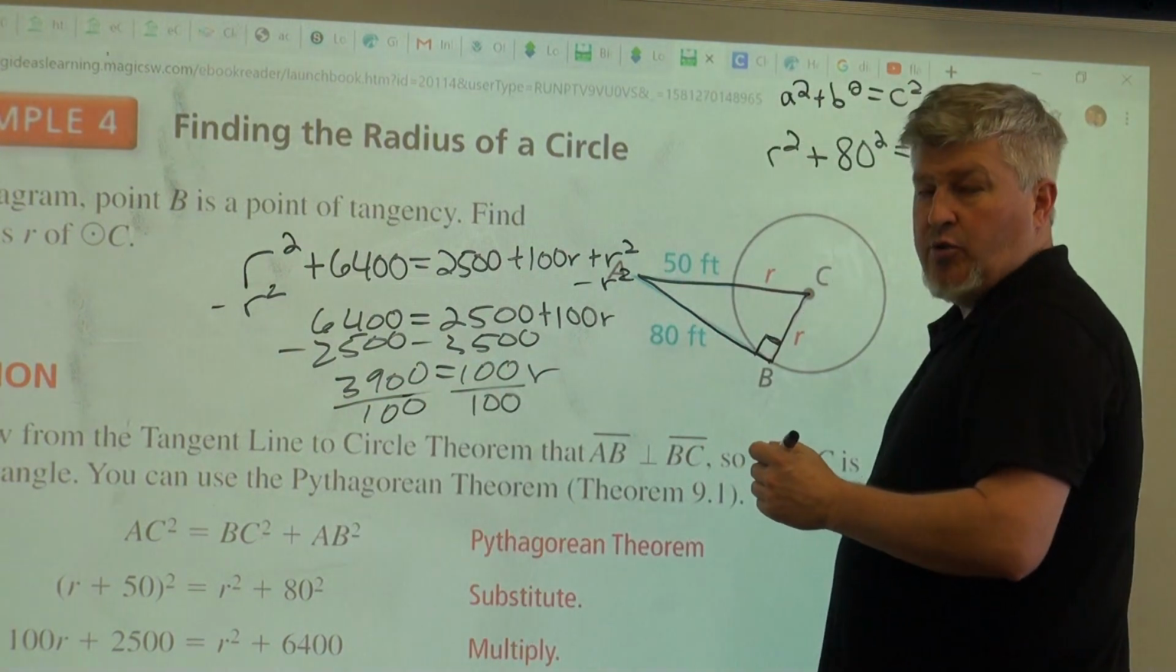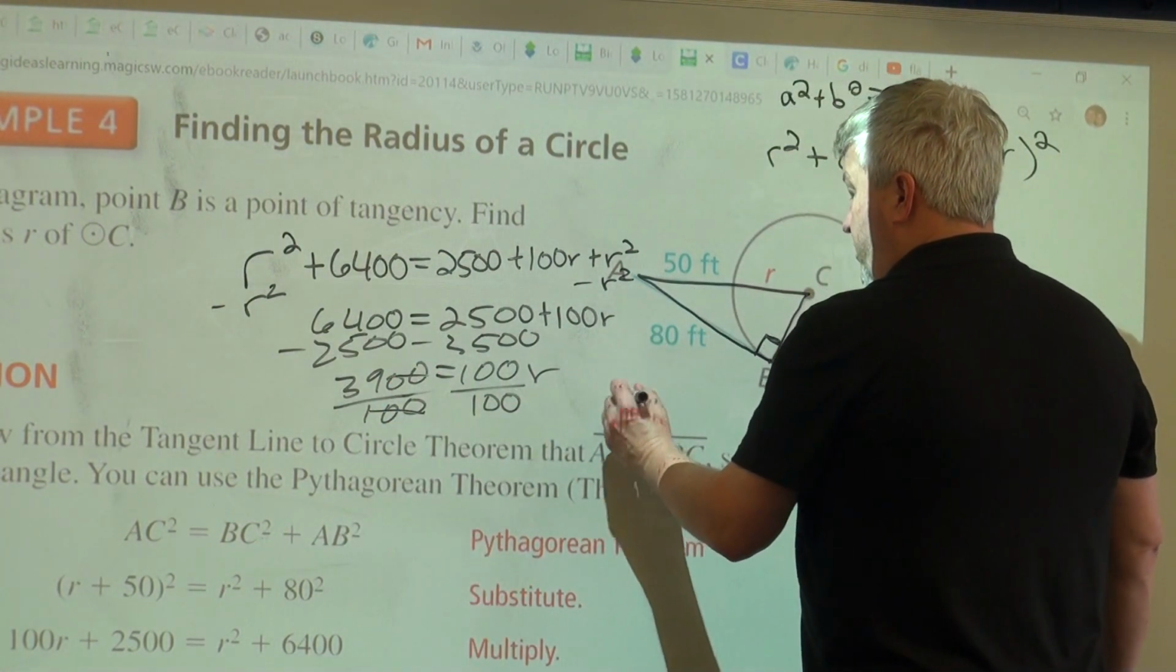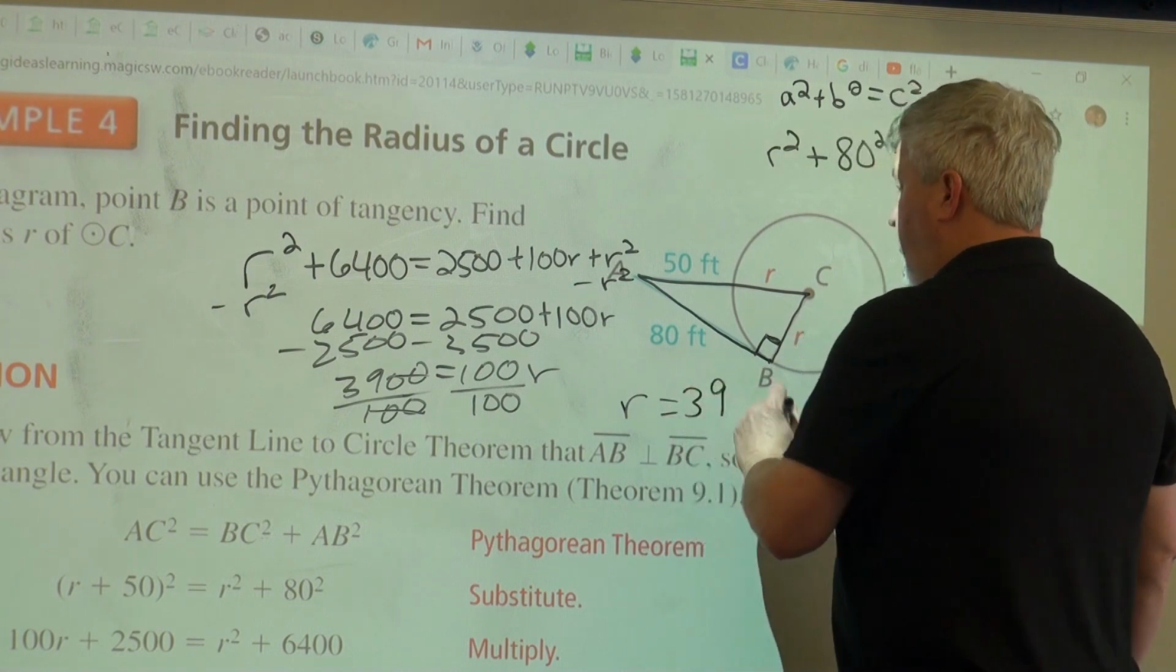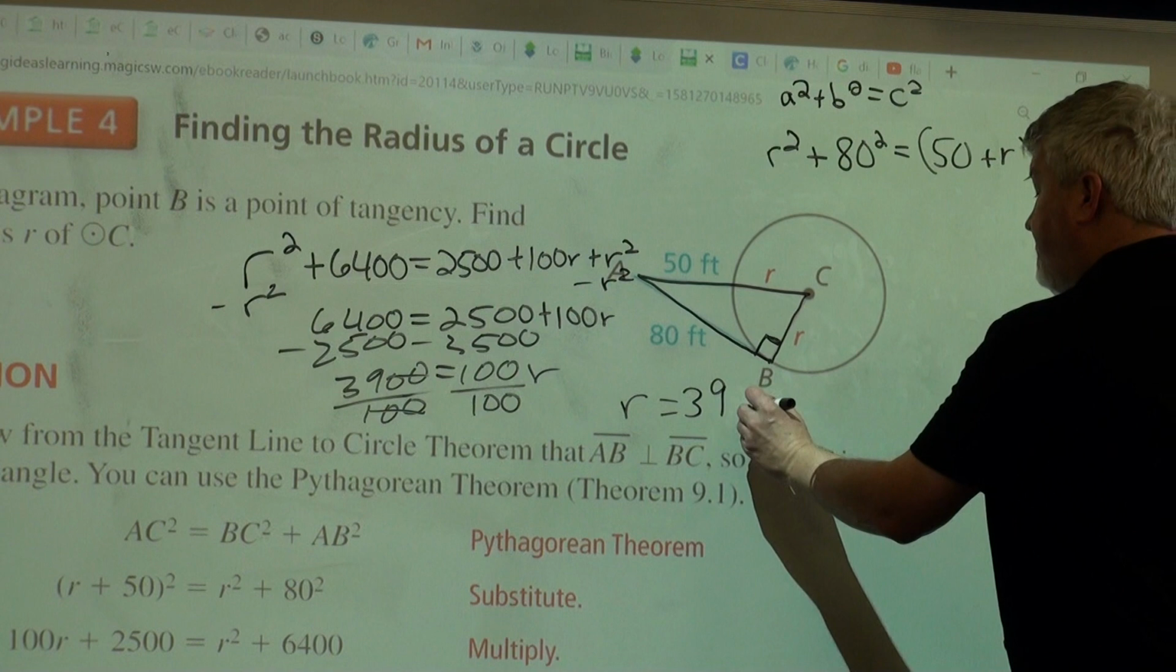If you don't know by now, when you divide by 100 a number like this, you just get rid of the two zeros. R equals 39. So your radius of this circle is 39 feet.